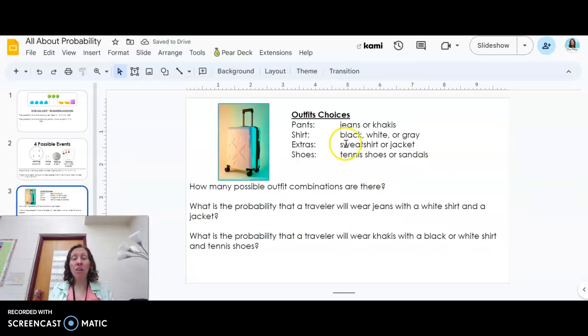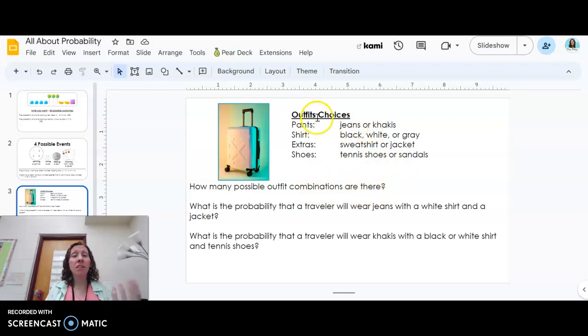All right, let's talk about another one. Let's say we are going on a trip, and we want to pack as few clothes as possible. So we're going to pack a pair of jeans and a pair of khakis. For a shirt, we're going to pack a black, a white, and a gray shirt. And we're going to pack a sweatshirt and a jacket, just in case it's cold, and then tennis shoes and sandals. Okay, and then we're just going to mix and match these each day. All right, so how many possible outfit combinations are there?